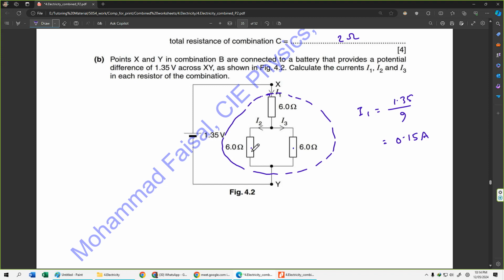branches are exactly equal resistance, right? So I2 and I3 are supposed to be exactly equal, which means they are going to be half of I1. So I can simply go ahead and write this thing: I2 equals to I3 equals to I1 divided by 2. Now this is not a formal formula. This is a very simple observation based outcome.